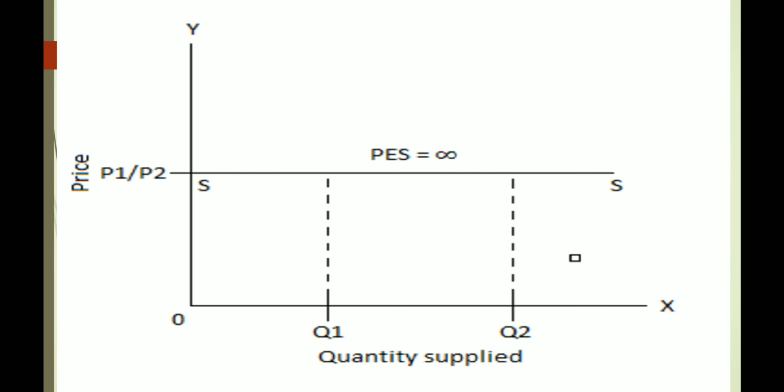The perfectly elastic supply curve SS is a horizontal line which shows that at the same price any quantity can be supplied. Here the price remains P1 or P2, the quantity supplied increases from Q1 to Q2.